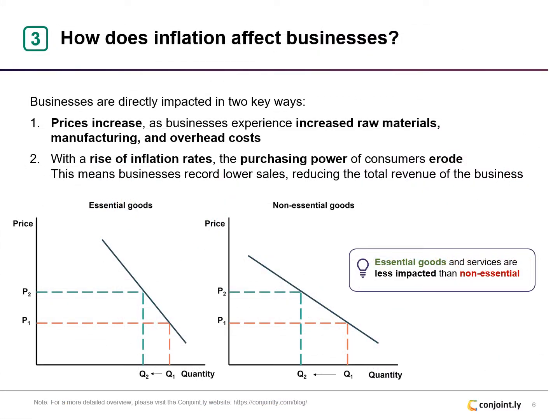So how does inflation affect businesses? During times with high inflation rates, business is influenced in two major ways. First of all, prices increase due to higher overhead costs for raw materials, manufacturing, and shipping. These additional costs could be directly transferred to the consumer, but in reality, businesses absorb part, if not the majority, of the increased cost as to avoid losing customers.